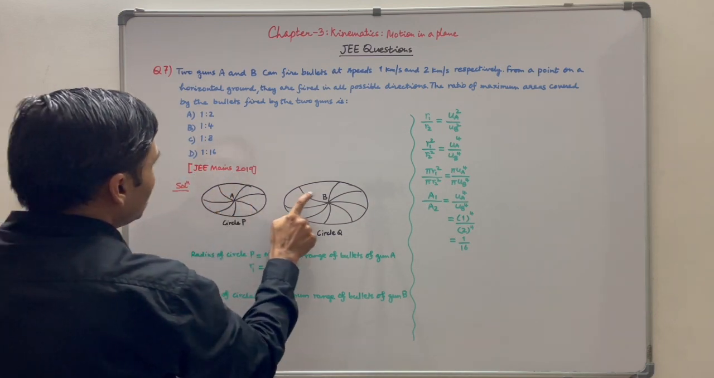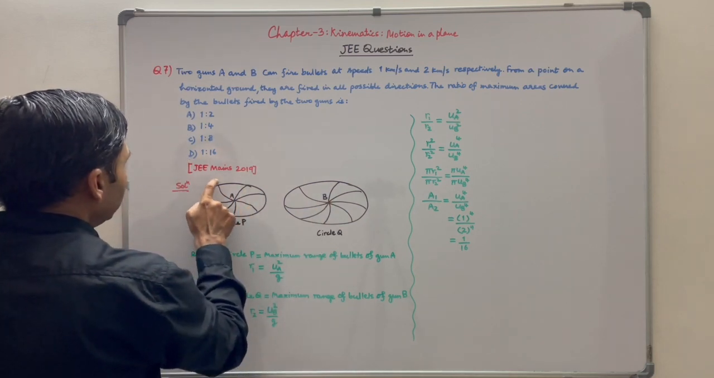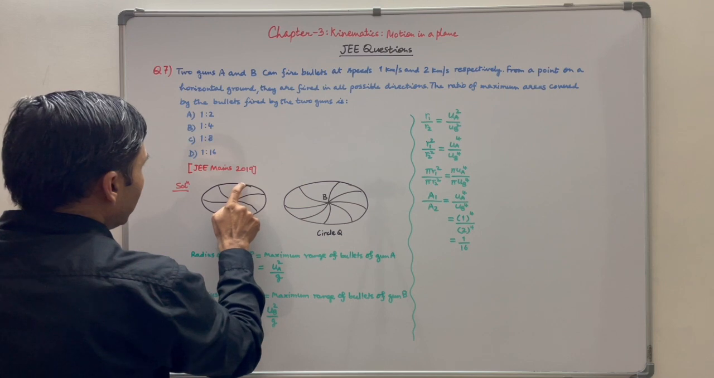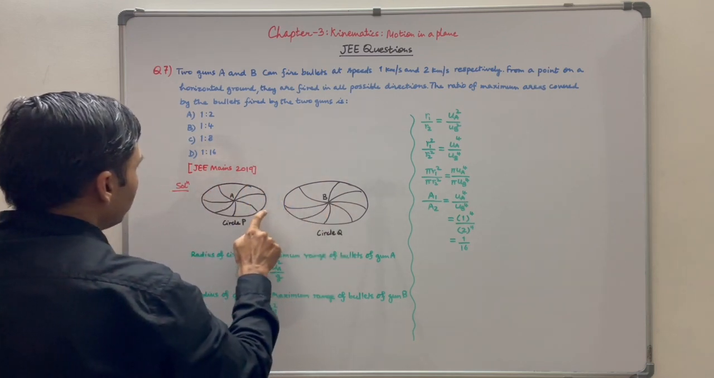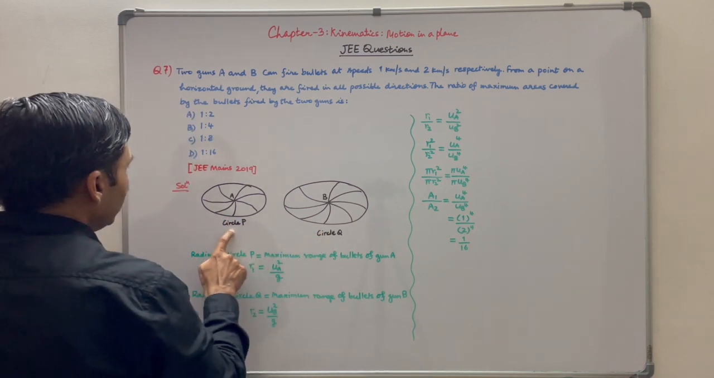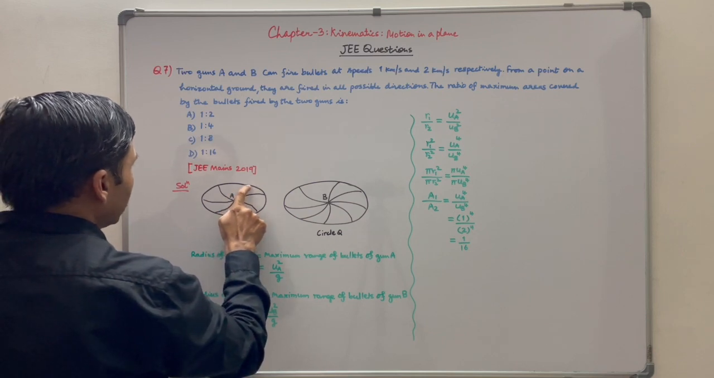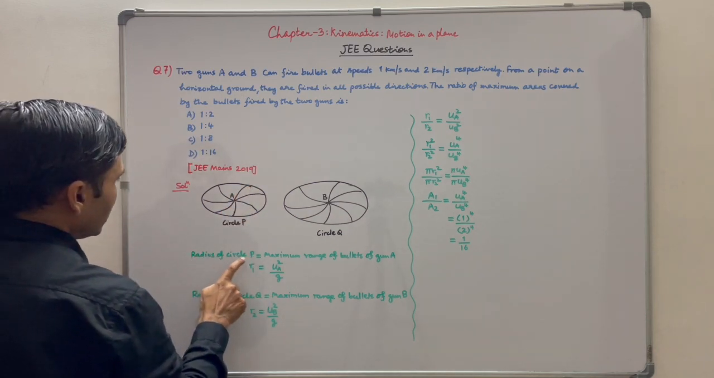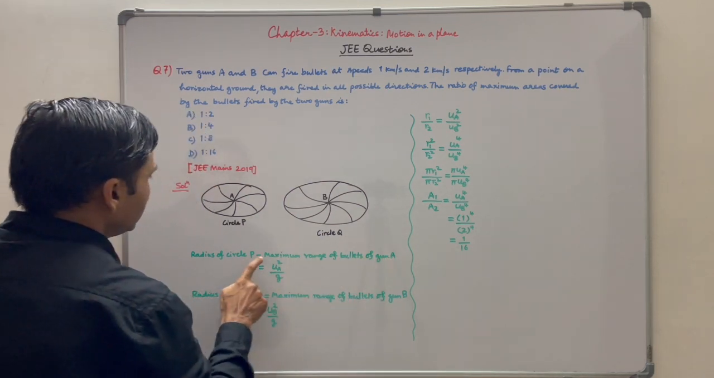Suppose A and B are two guns. They are firing in all possible directions. So bullets will land up at the circumference of these two circles. Suppose this is circle P and this is circle Q. Radius of these circles will be maximum range of the projectiles. Radius of circle P is equal to maximum range of bullets of gun A. Let's say this is R1.